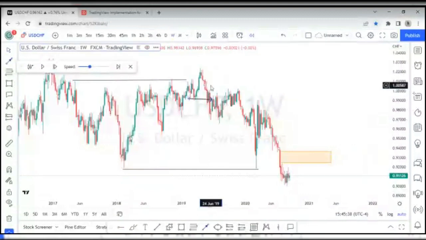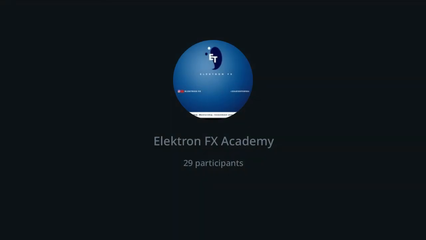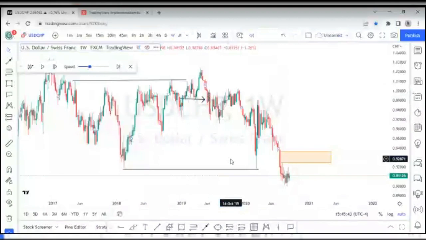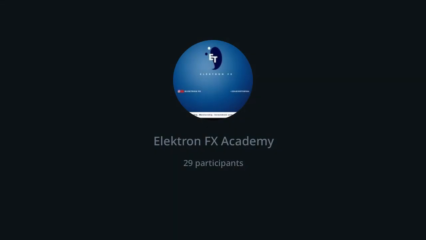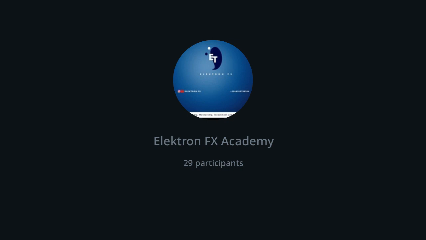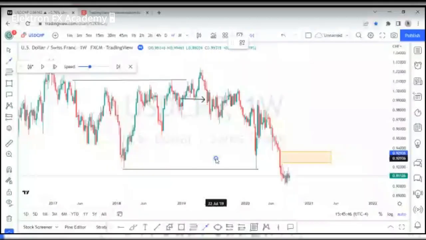So, break of structure. Remember, I told you that you want to see that displacement. Look at it. Where is the displacement candle? This is it. Look at this candle. This candle clearly displaced and broke that low.